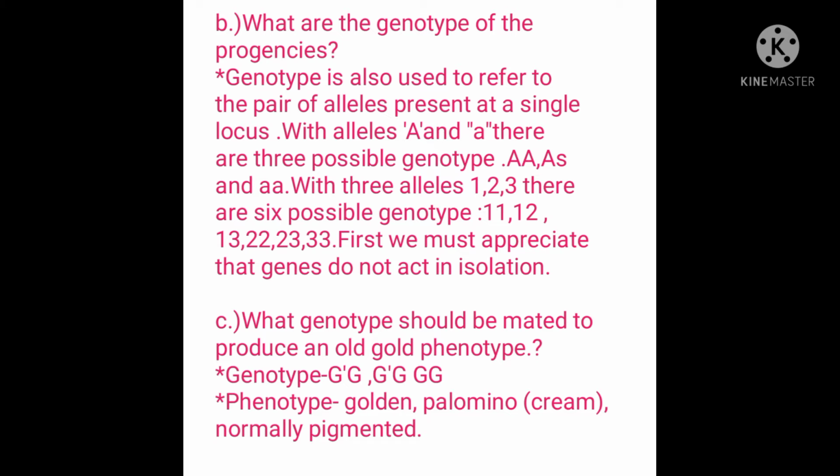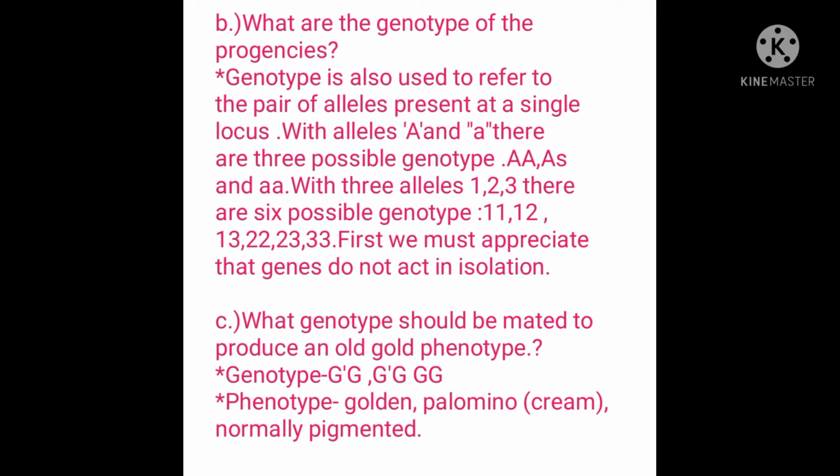B. What are the genotypes of the progenies? Genotype is used to refer to the two pair of alleles present at a single locus. With two alleles, A and a, there are three possible genotypes. Ito yung mga posibleng genotype niya is AA, Aa, and aa. With 3 alleles, 1, 2, 3, there are 6 possible genotypes: 11, 12, 13, 22, 23, and 33. Yung mga genotype niya is yung 11, 12, 13, 23, and 33.